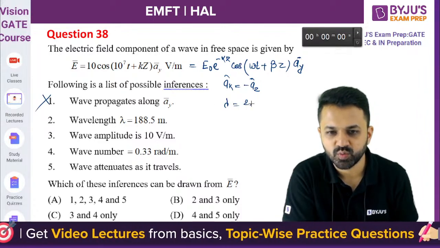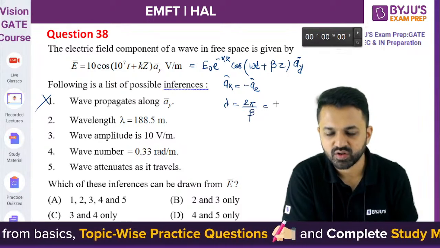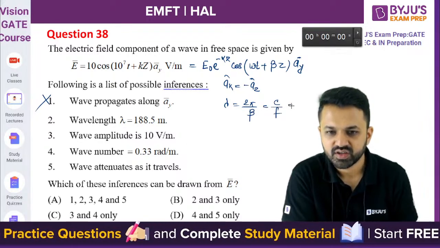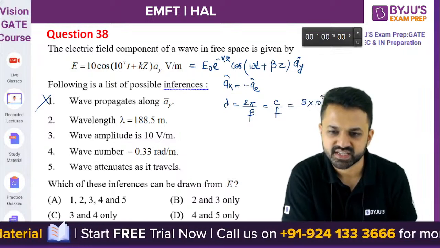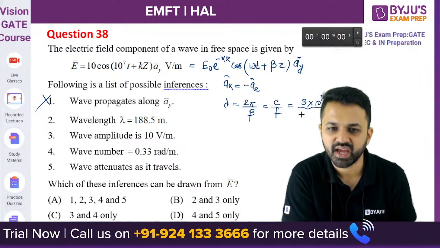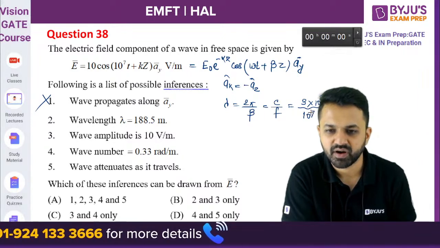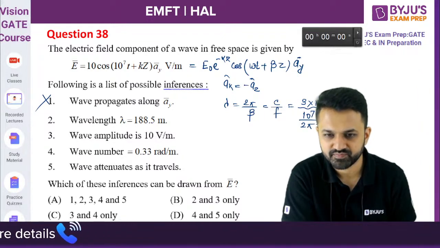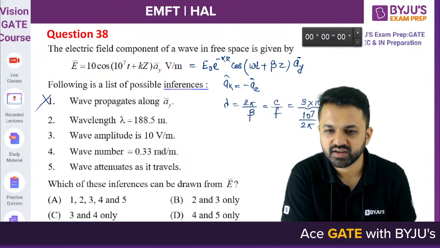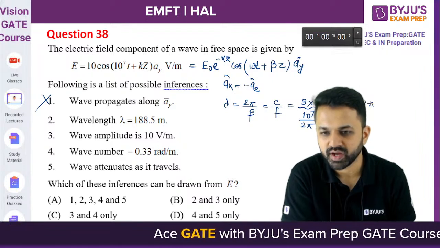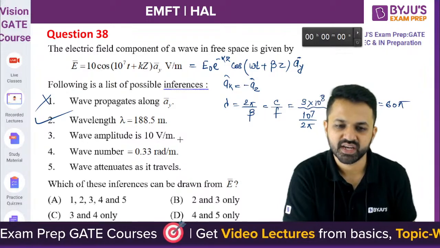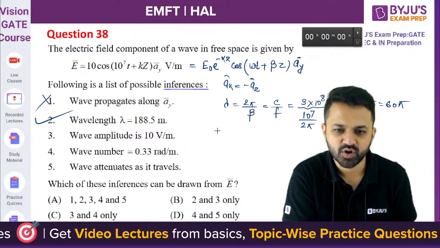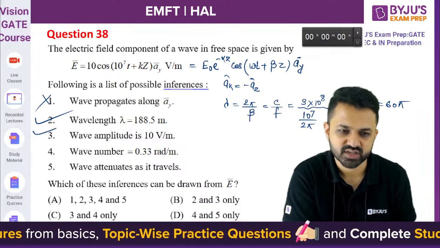Lambda is equal to 2 pi by beta, or you can also write it as C upon F. C is free space, so it is 3 into 10 to the power 8 divided by F. F is nothing but 10 to the power 7 divided by 2 pi. So here you will get 30 into 2 pi, that is 60 pi. So you are getting 188.5. That is correct. Amplitude of the electric field is 10, so that is also correct.